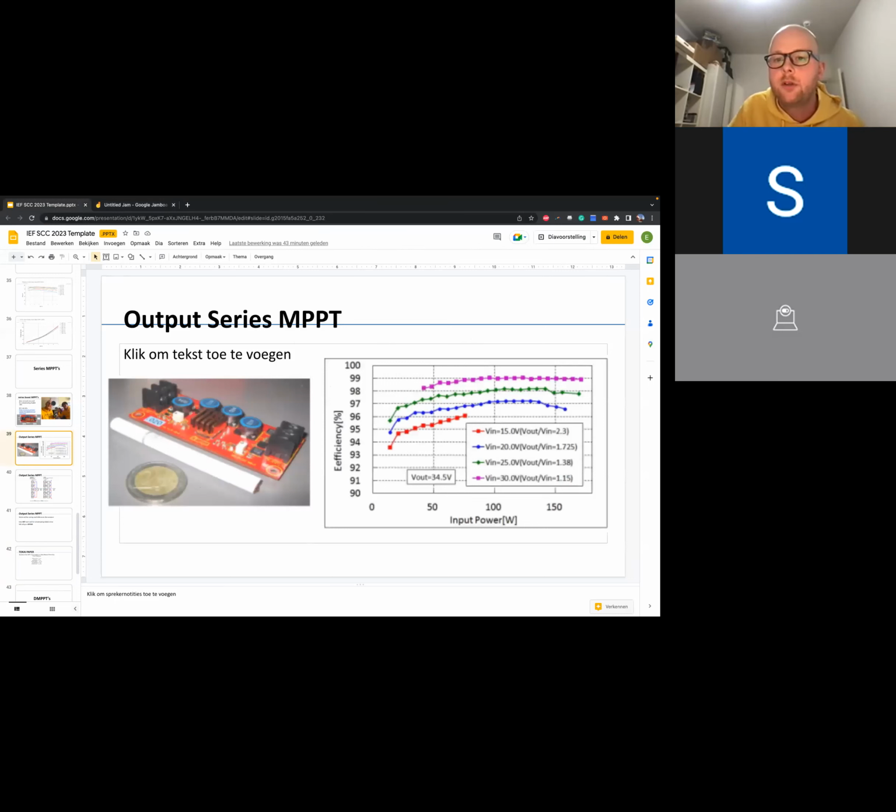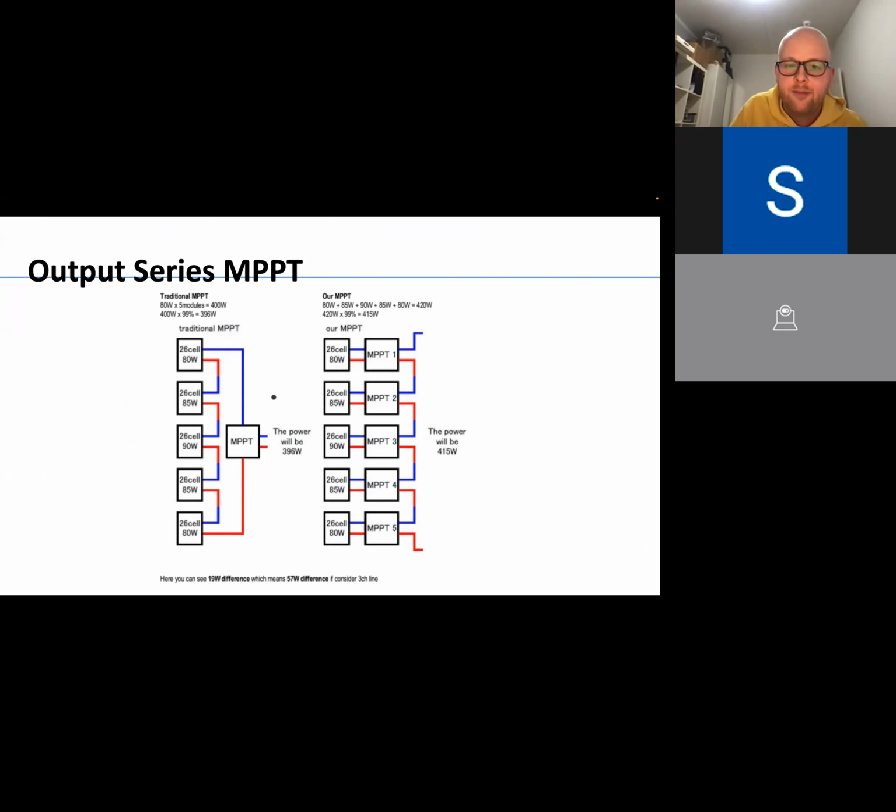I think someone's putting something in the chat. Let me have a look. That is the best explanation of a possible issue with series connected boost MPPTs. Yes, thank you, Alan. And Alan also said, I believe it's also possible for smart bypass diodes to confuse IV curve tracers.